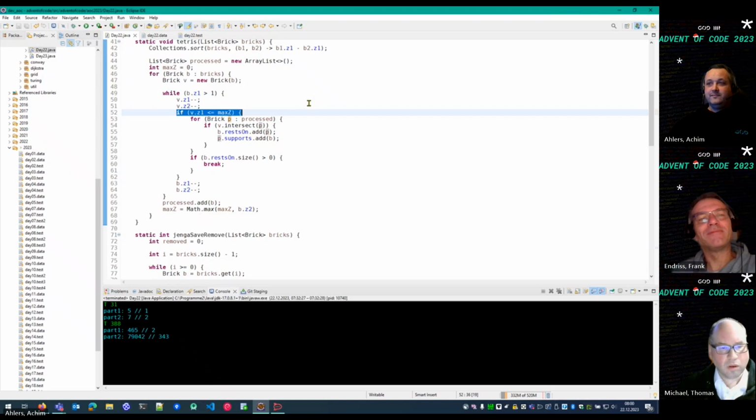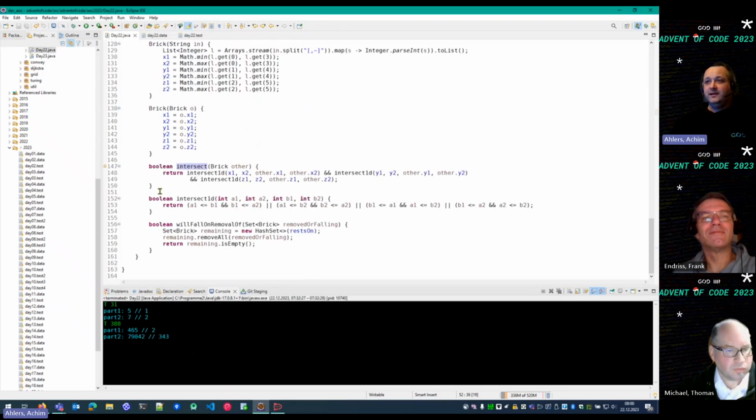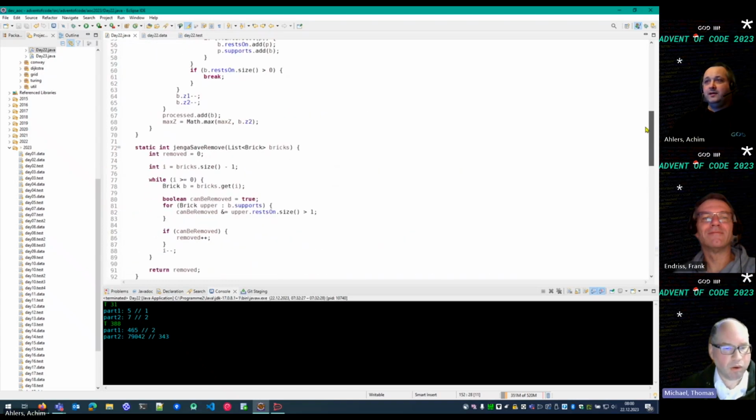Okay, Achim, can you show us the intersect method? Yes, it's quite simple. This is the intersect method, and it relies on a one-dimensional intersect method, which is called 3 times, for every axis. Keep it simple, keep it stupid. Okay, nice. Something else for part number 1?